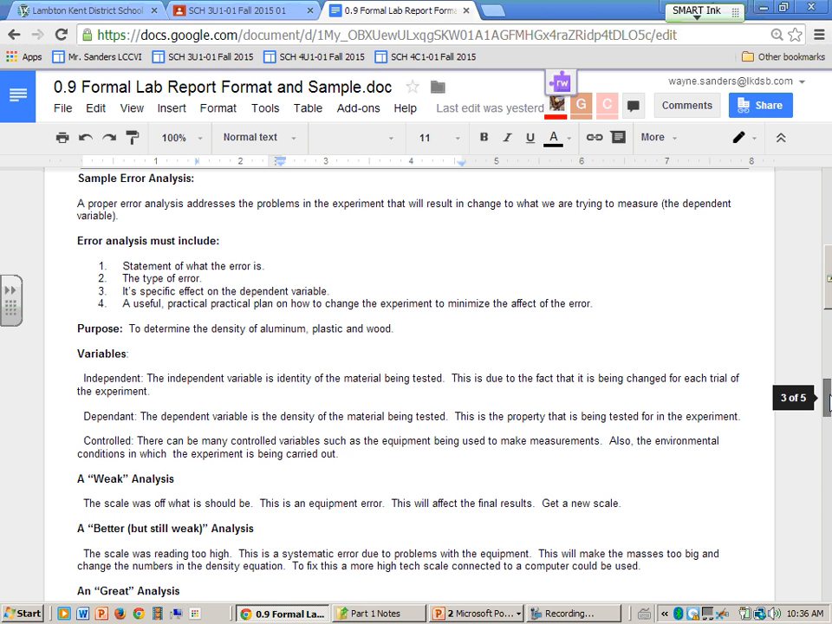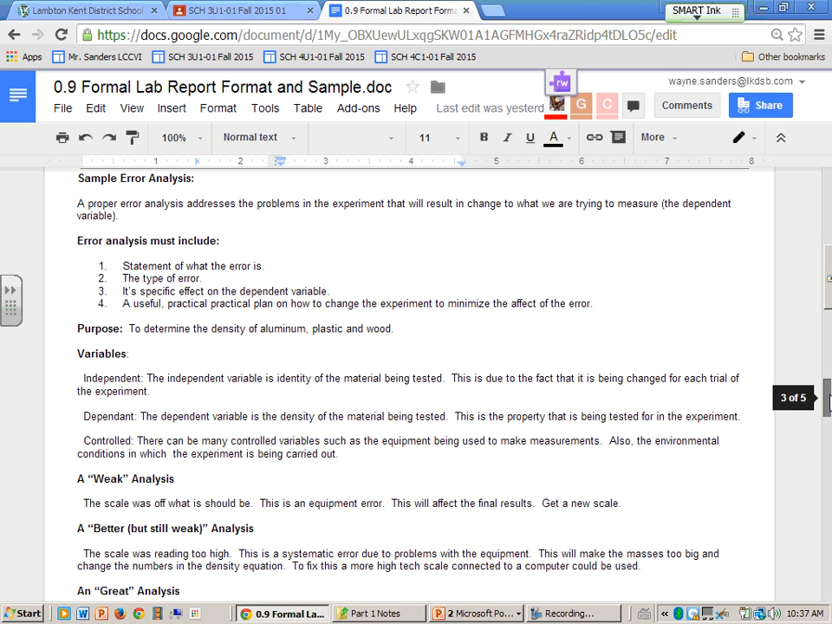The independent variable is the identity of the material being used. Each experiment, we're going to change. We're going to go from aluminum, do the experiment, to plastic, do the experiment, to wood, do the experiment. So that makes it the independent. We are changing the identity of the material for each trial. The dependent is the density itself. That's what we're looking for.